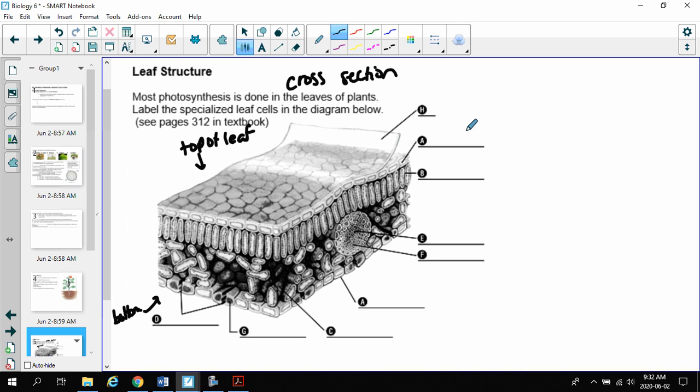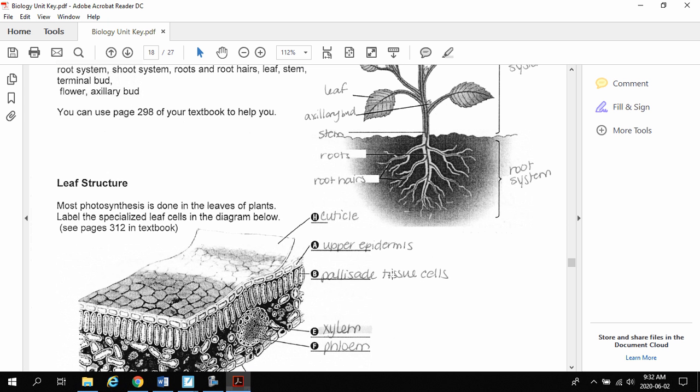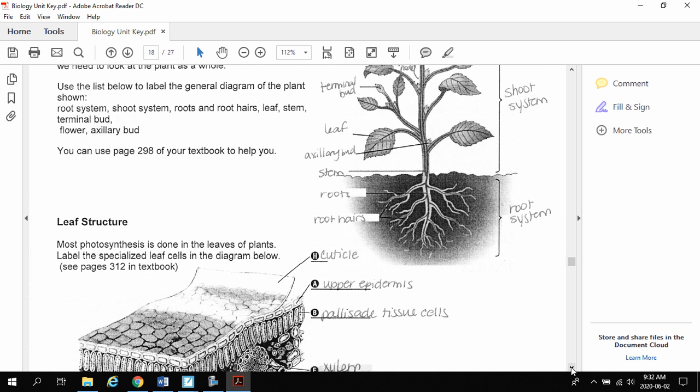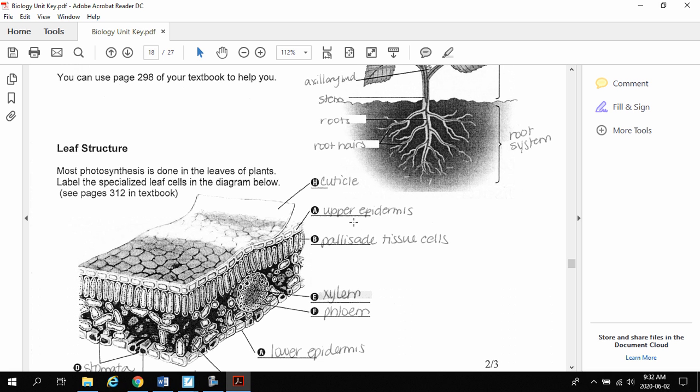So this top part, this layer right here, let me just double check. Did we go through all of the parts? Yeah, we do. Okay. So I'll just label this and then we'll talk about all of it. So this is the cuticle. This is called the upper epidermis. So it's the epidermis on the upper side of the leaf. And then these ones that look up and down, these are called the palisade tissue cells. So they're kind of lined up next to each other.